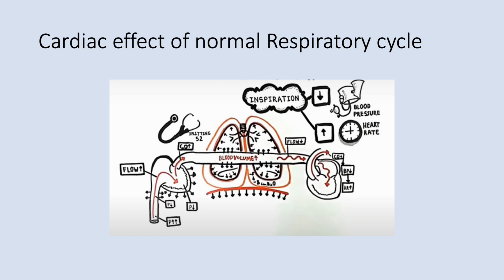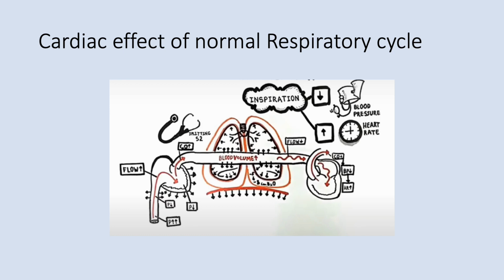You know, during inspiration there will be a negative intrathoracic pressure in order for air to flow from the atmosphere into the lung. This negative intrathoracic pressure will result in a stretching effect on the right ventricle mainly, not the left ventricle. This is because the right ventricle has a thin wall that allows more stretching compared to the left ventricle. This stretching of the right ventricle will result in a reduction in the pressure in the right side of the heart, and that's why there will be an increase in venous return.